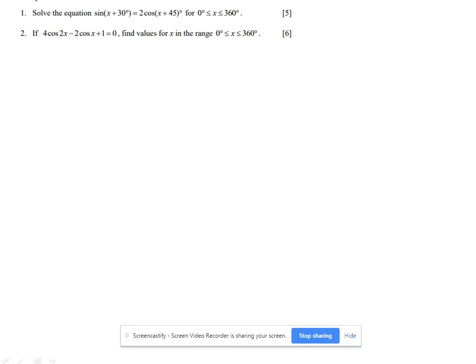Okay, so we'll look at question 1, where it says solve the equation sin(x + 30) = 2cos(x + 45). So this is about looking up your compound angle and selecting the right one. When we've got sin(x + 30), if you look up your formula sheet, we can see that we end up getting sin x cos 30 plus cos x sin 30.